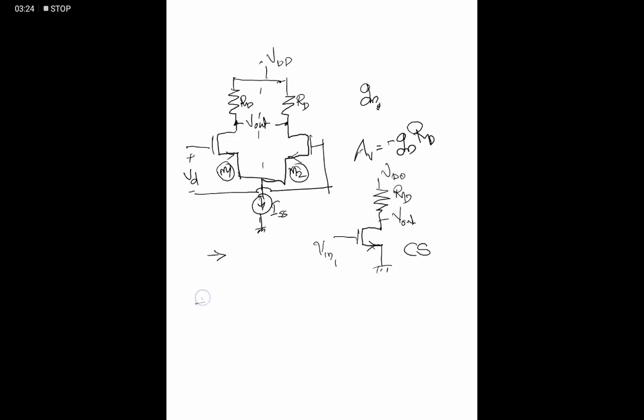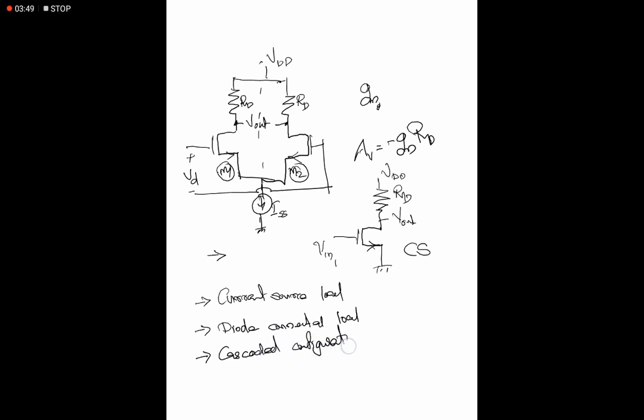such as we discussed: the current source load, the diode connected load, and one more, the cascoded configuration. All are applicable in the case of this differential amplifier also.